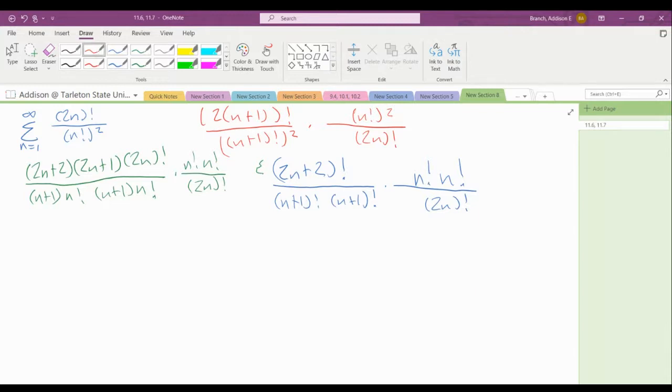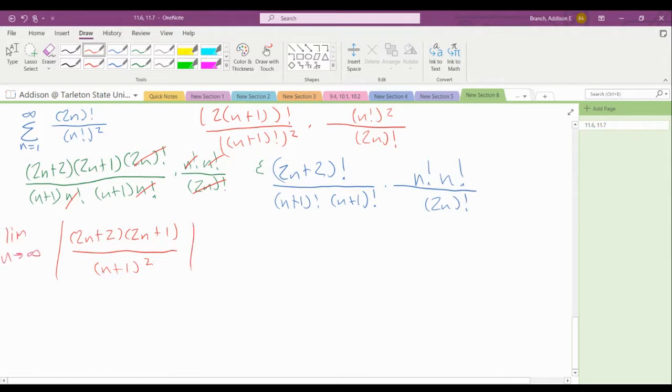So now it's time for us to start canceling stuff out. We can get rid of all of our factorials. All right, and then we can see that we are left with 2n plus 2 times 2n plus 1 over n plus 1 squared. So now we can go ahead and take our limit. Let's actually expand this out first to make it a little bit easier. We can expand our top out to be 4n squared plus 4n plus 2, and our bottom can be n squared plus 2n plus 1.